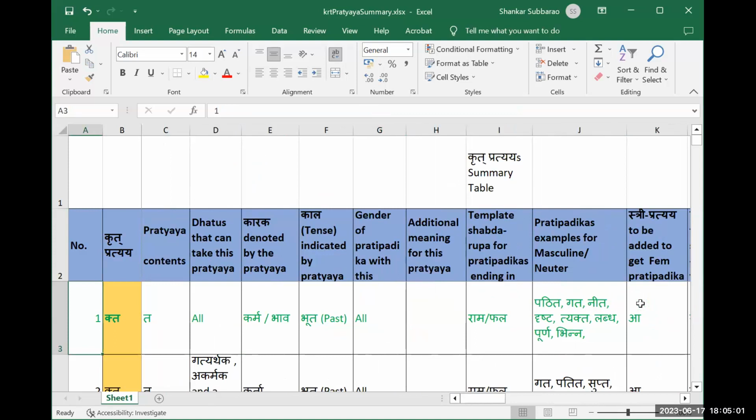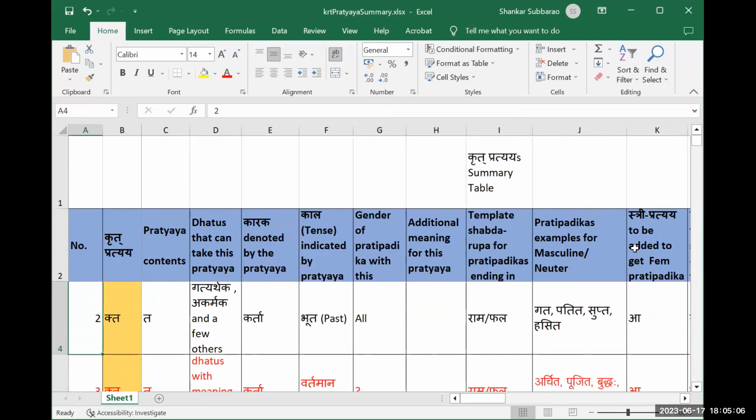All right. So then the second pratyaya again we saw is what? Kta. And what is that? The difference is what now? This can only be added to gatyarthaka or akarmaka and a few other selected dhatus. In what sense? Here it is in the sense of karta. Very big difference. So the same pratyaya can be added in the sense of a karta or a karma. Both are possible, right? Again, past tense, and gender will be in all genders.